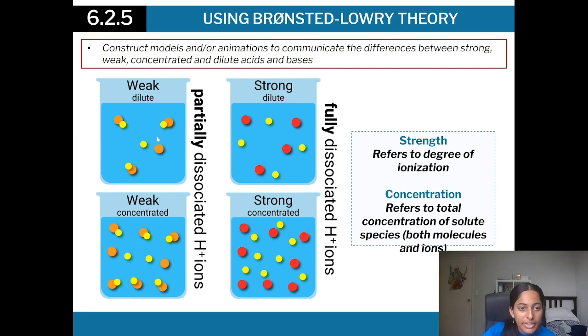If it's weak, then you will have both the acid and the ions present, as you can see over here. And if it's dilute, again, you have a minimal amount. If it's concentrated, you have a larger amount. So just be careful in terms of strength and concentration. Strength refers to the degree of ionization. Concentration refers to how much of the actual species that you have present within the solution.